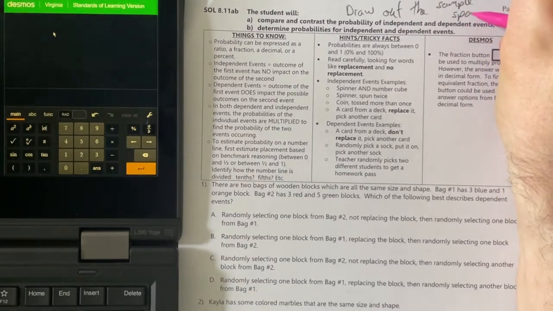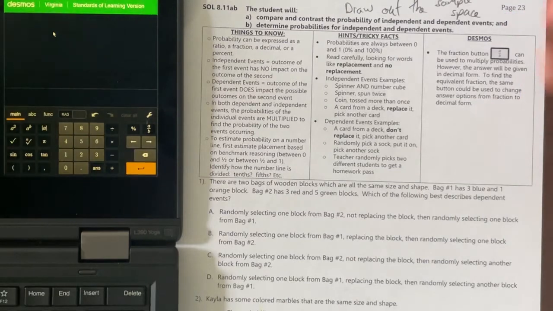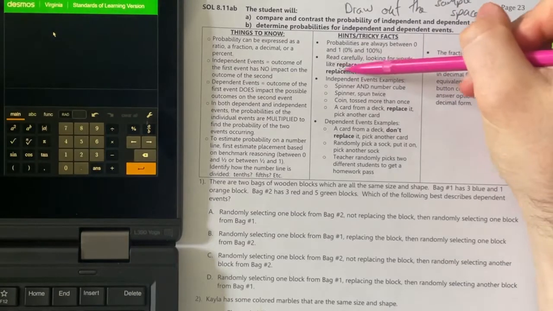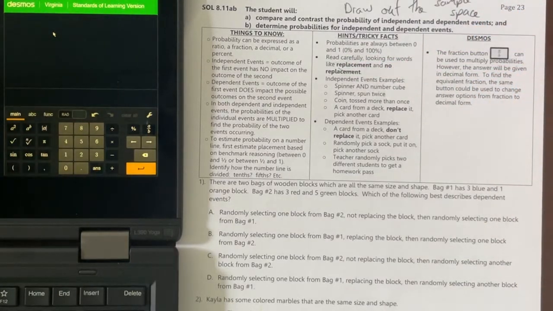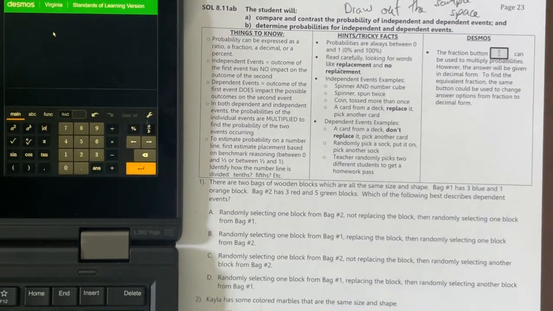A helpful thing for myself I like to do is draw out the sample space. So whatever it is, whether it's a picture or a spinner, or you have marbles or crayons or whatever the picture is, draw it out first. That way it's easier to see. And also, main idea for this is going to be looking for those words. So when you read carefully, look for the words replacement and no replacement. Again, dependent events do not replace. However, independent events, you do put it back. So again, a dependent event does change that denominator.